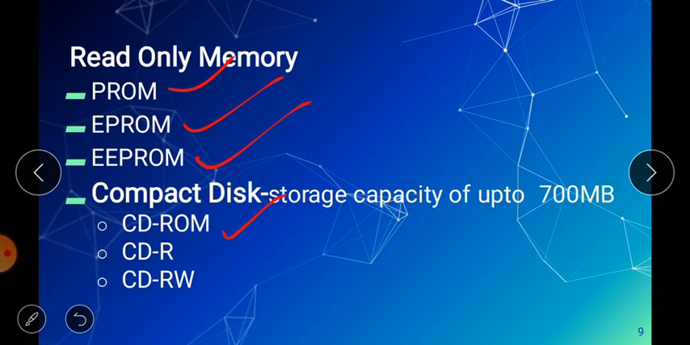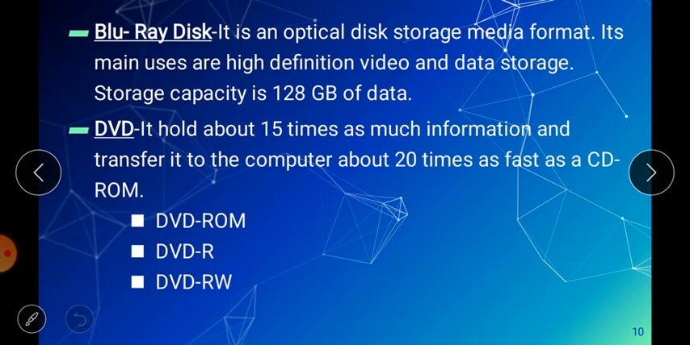The next is CD-R, means you can write it once. You get the blank CD from the market, and you can write once on the CD, and after that this CD will work as a CD-ROM. And the next is CD-RW, means CD read and write. It means you can write it, erase it and again write on the CD as many times as you want. Now moving to the next topic, that is the Blu-ray disc.